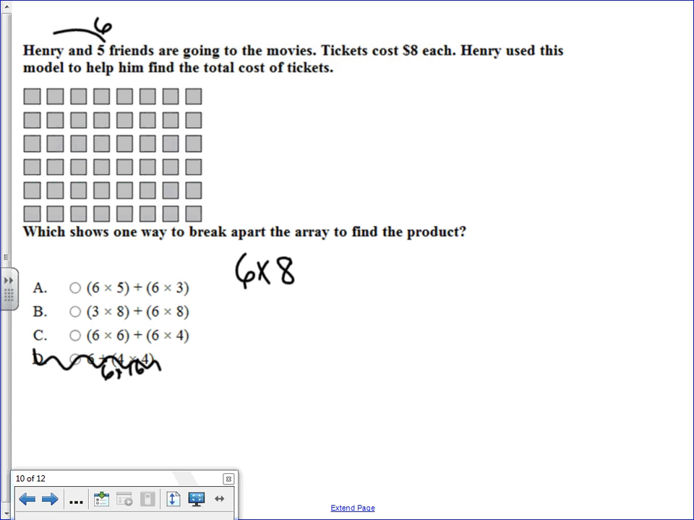Christian. A is correct. They're doing 6 times, instead of 8, they're doing 5 plus 3. Who can find the product? Your choice. You can solve it this way, or you can solve it this way. You can do 6 times 5 plus 6 times 3. Solve it. Brianna, 48 is correct.